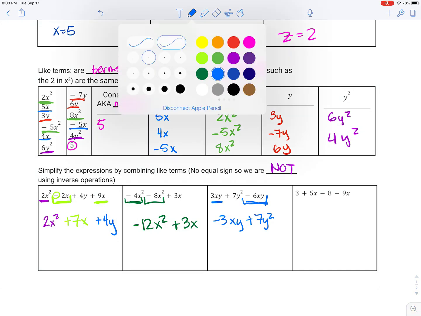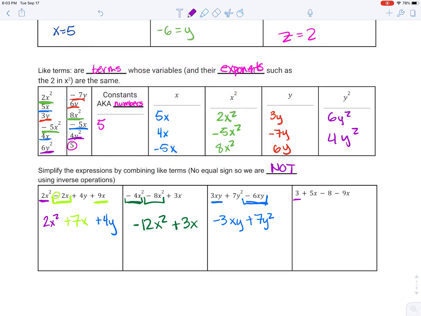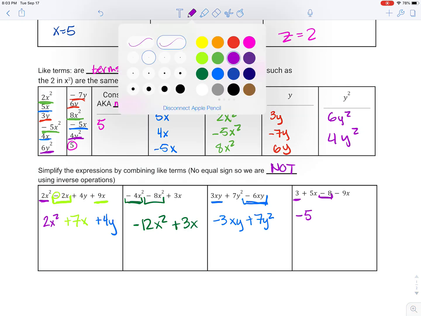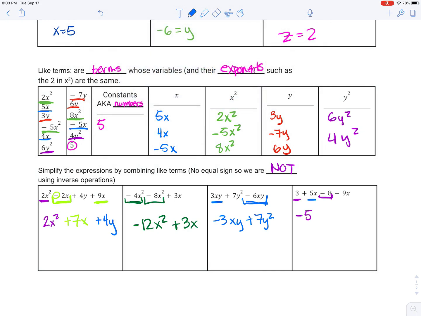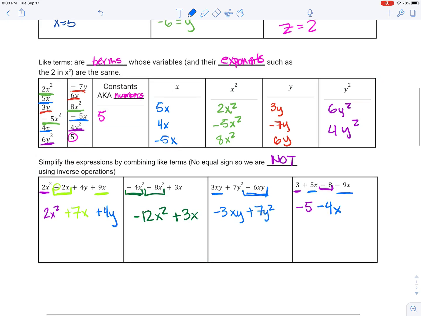Okay, in my last example here, I have 3 and negative 8. These are constants. I can combine them. That would be a total of negative 5. And then I also have my 5x and my negative 9x. 5x minus 9x is negative 4x. Again, we can't simplify any of those any further because we can only combine the like terms.